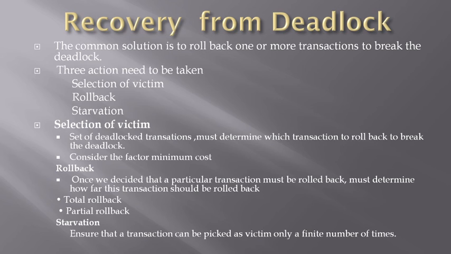So for that we have to roll back the transaction a minimum number of times, not a maximum number of times. If we roll back the transaction an infinite number of times, this is also creating a deadlock. So starvation means the transaction must be rolled back only a finite number of times. So this is deadlock: deadlock prevention, deadlock avoidance, and recovery from deadlock. Okay, thank you.